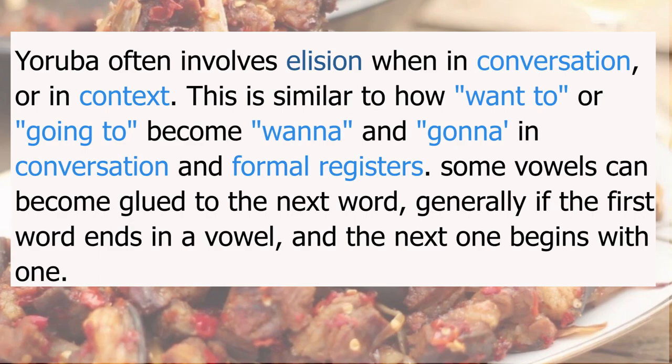Elision. Yoruba often uses elision, meaning that one word will sort of join into the next one, forming a sort of rapid speech. We do this a lot in English with going to or wanting to becoming gonna and wanna. And we have a lot more examples of this. This is called elision. Yoruba generally uses this to combine two vowels.